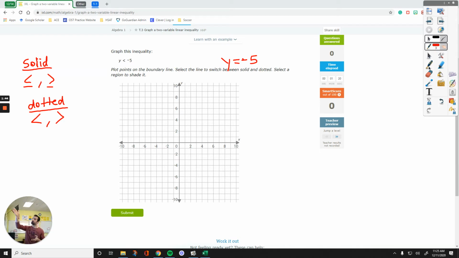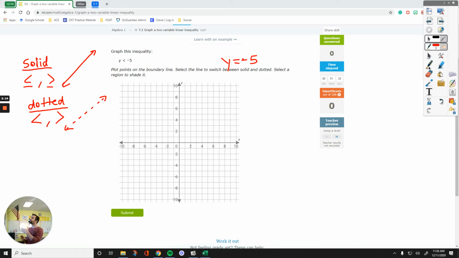Since our sign is just y is less than, the line is going to be a dotted line, not a solid line. So this one is going to look like that, and then that one is going to look like a solid line. That's the difference. And then step two, decide what kind of line. Is it going to be vertical, horizontal, diagonal? That part should be the next step.